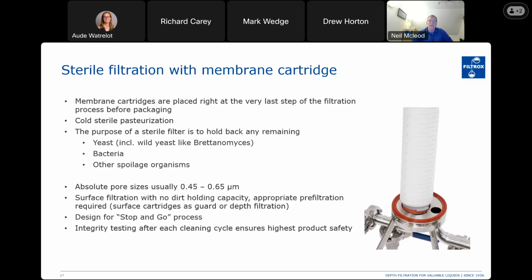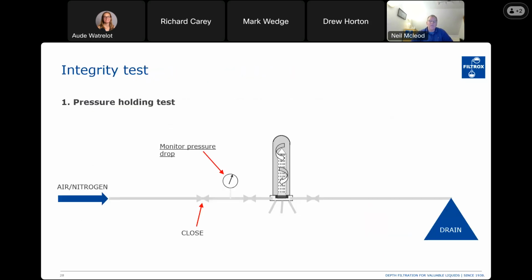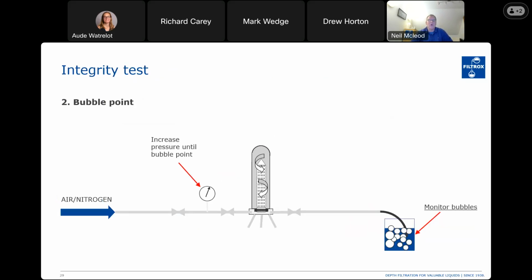This means that you can actually put a test, like a pressure hold test, on a wetted cartridge, where you build up the pressure slowly. I like the bubble point one, which is the next one. You build up the pressure slowly, and you will see bubbles coming through when you reach a certain pressure. And this means that the water has overcome the surface tension in the largest hole on the membrane.